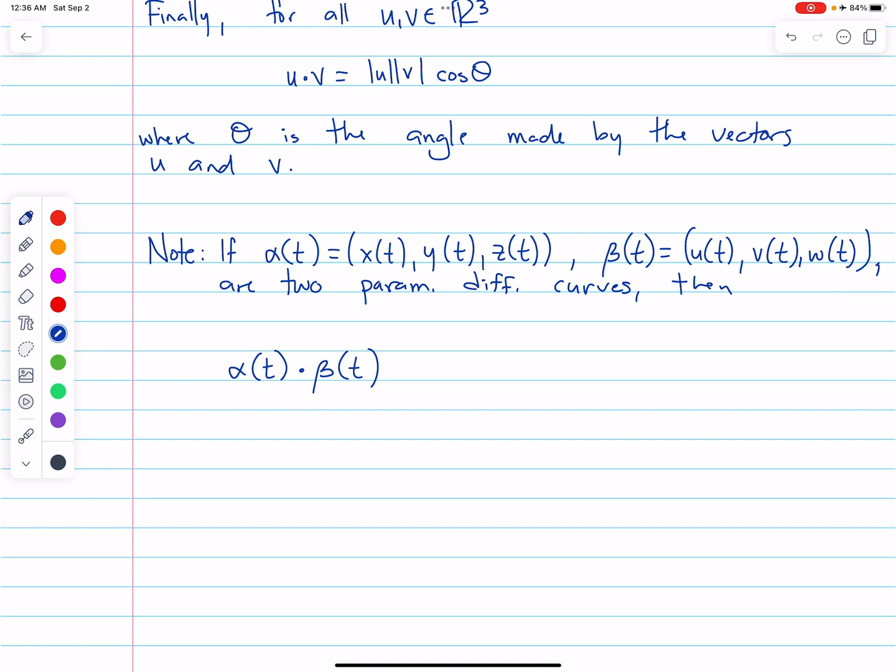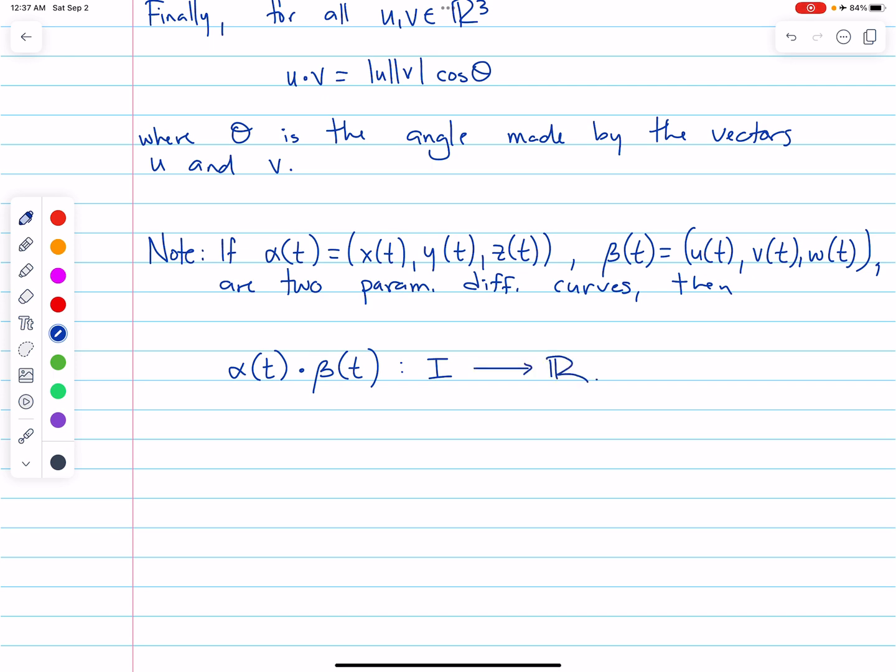So this is a function from the interval. Now originally this is a function from the interval to R3, and this is a function from the interval to R3, but because we're taking the dot product now, this is a function from the interval to the reals.